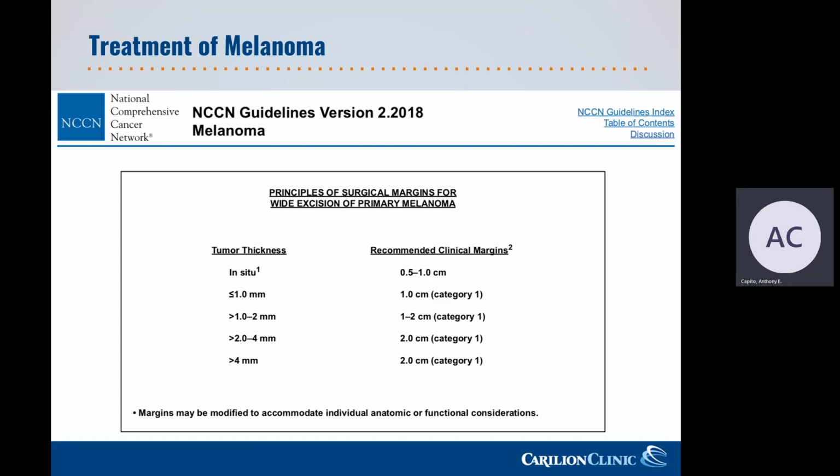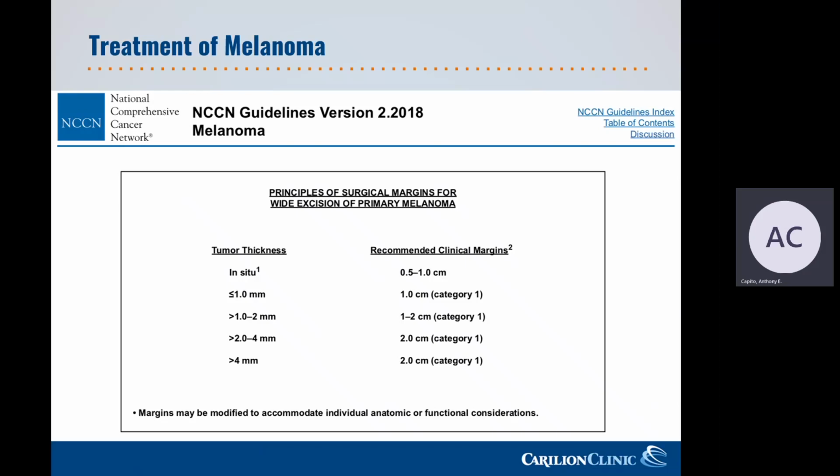So here's another important slide. So for tumor thickness, once again, this is on the Breslow scale. Recommended margins for in situ, we talked about 0.5 to 1. 8 millimeters are probably a safe go-to for this to ensure adequate margins in a clearing first excision. If it's less than 1 millimeter, 1 centimeter margin is all you need. If it's 1 to 2, the recommendation is 1 to 2. Most surgical oncologists, if it's greater than 1, will jump up to the 2 centimeter category.